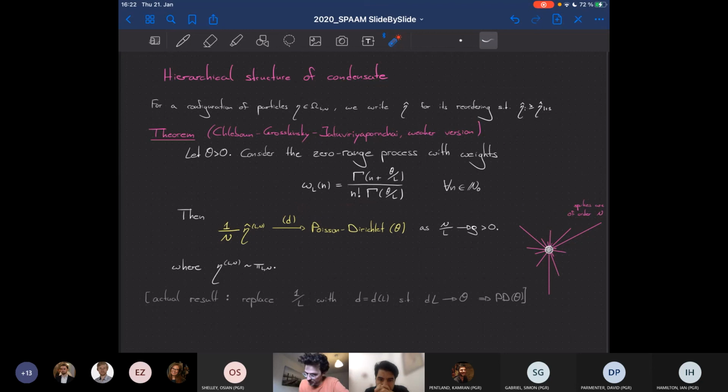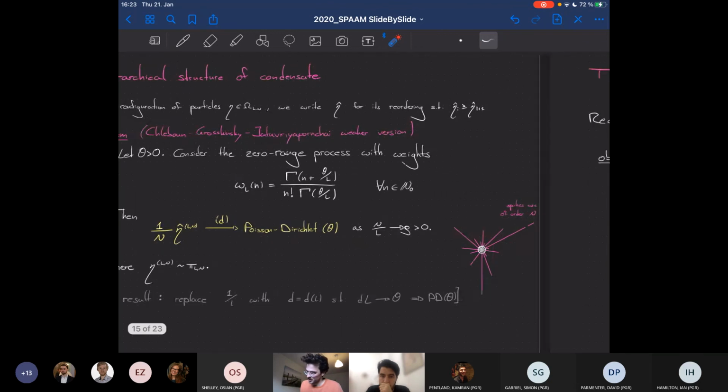If you now look at the reordered version of the occupation numbers, we reorder them on a macroscopic scale, so we divide by N. Then it in fact turns out that we converge to a Poisson-Dirichlet distribution. So if we reorder our condensate, it will look like a Poisson-Dirichlet distribution. This is not all it tells us, it also tells us that it has all the particles in the condensate. So there's nothing on any other scales, on an intermediate scale, or on a microscopic scale.